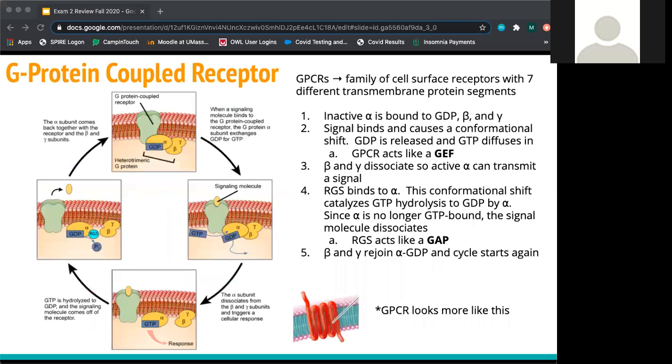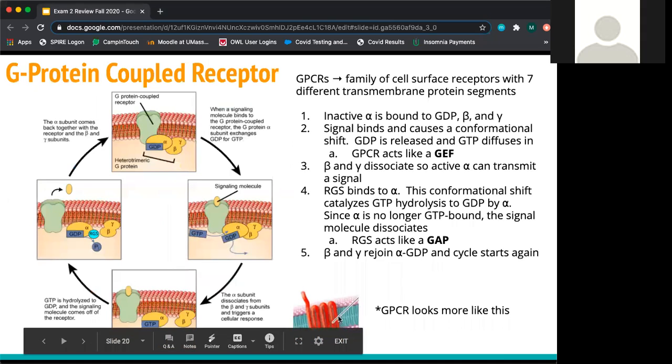And then lastly, we have our GPCR. So our G protein coupled receptor, they are a family of cell surface receptors with 7 different transmembrane protein segments. This diagram doesn't really show it well, but the bottom example is kind of what it looks like more. It crosses the membrane 7 times.